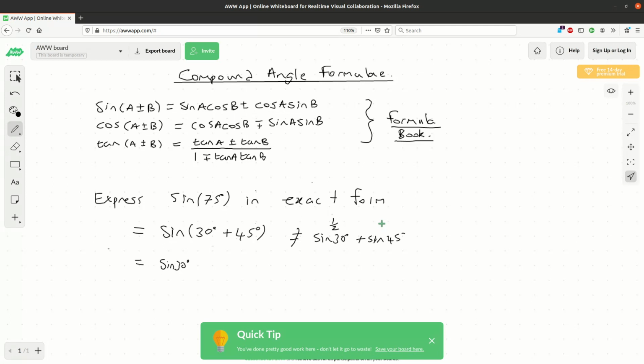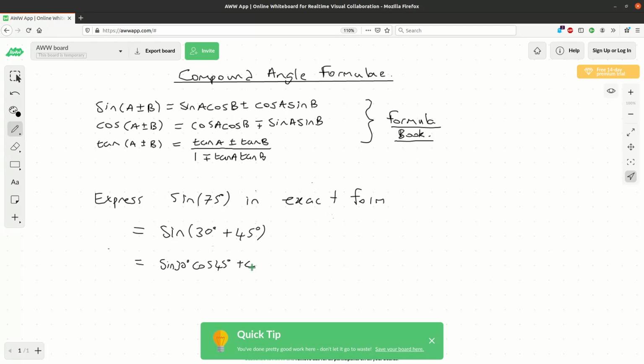And so what do we have? We have sine 30 cos 45 plus cos 30 sine 45. Okay, so then we've just got to work out, well, that's a half times by 1 over root 2. And then cos 30 is root 3 over 2, times by 1 over root 2. And so we end up with 1 plus root 3 over 2 root 2.